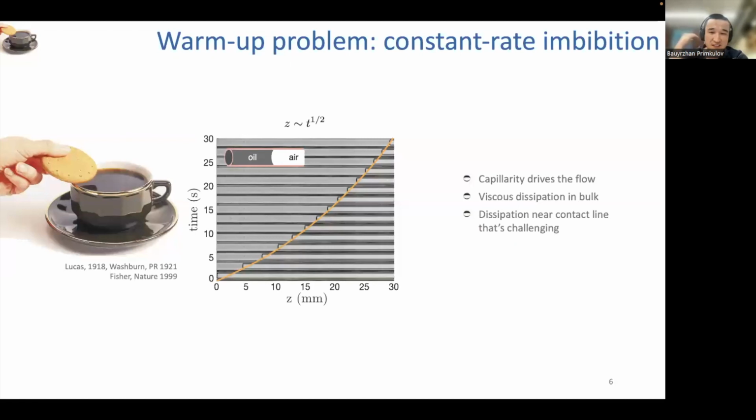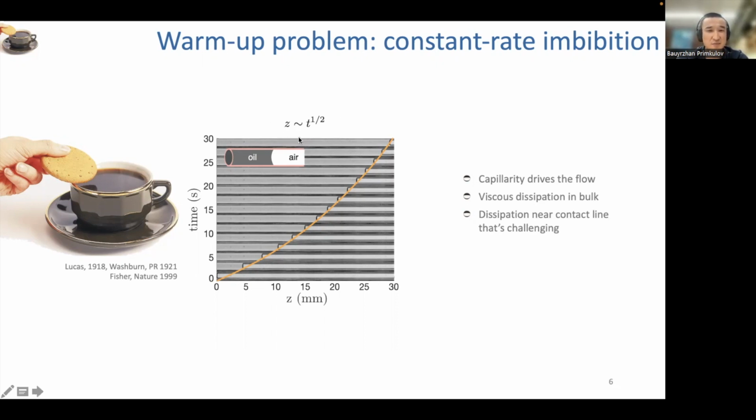So if you take any sort of porous material, and here the porous material is a biscuit, and you dip it in coffee or tea, you would see that the coffee gets deeper into the fiber of the cookie. Now, if you do it in a more controlled manner, if you take a capillary tube and dip it in any liquid, you would see that the liquid front advances, but then it slows down with time.